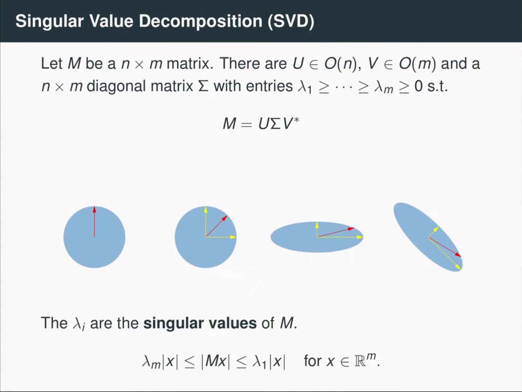The diagonal entries lambda 1 down to lambda m are called the singular values of M. Notice that the largest singular value is the same as the operator norm of the matrix, which is also the same as the Lipschitz constant of the linear transformation. Then the smallest singular value is the lower Lipschitz constant, or in other words, M of any vector x is going to have norm at least lambda m times the norm of x. So in particular, if the smallest singular value is positive, that means that the linear transformation is bi-Lipschitz.